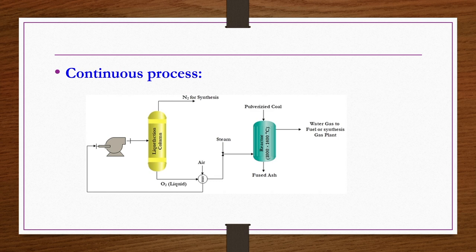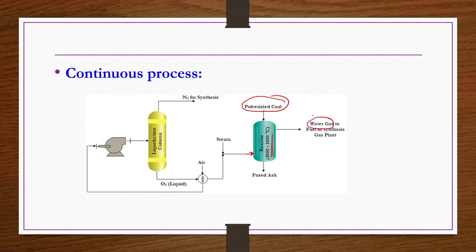Now, we see the continuous process. The continuous process to produce water gas is simple. We have a simple reactor as shown here, which operates between 1000 to 1400 degree centigrade. To this reactor, from the top you send pulverized coal or coke, whatever you want to use as a feed. And from the bottom you send air along with the steam, right? So that the required reaction takes place and you get water gas.